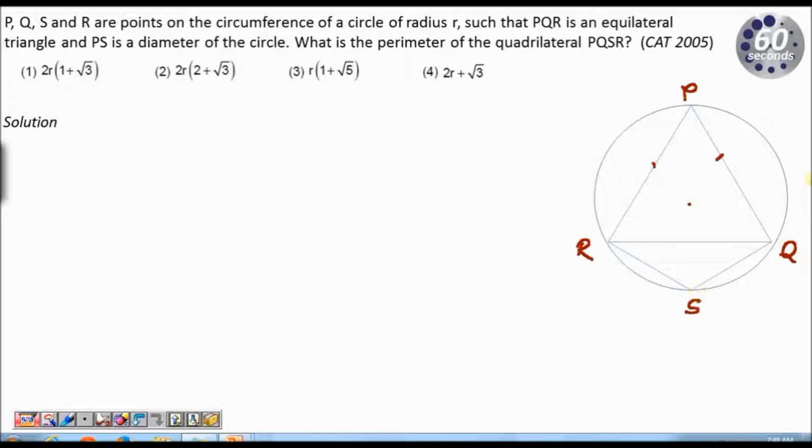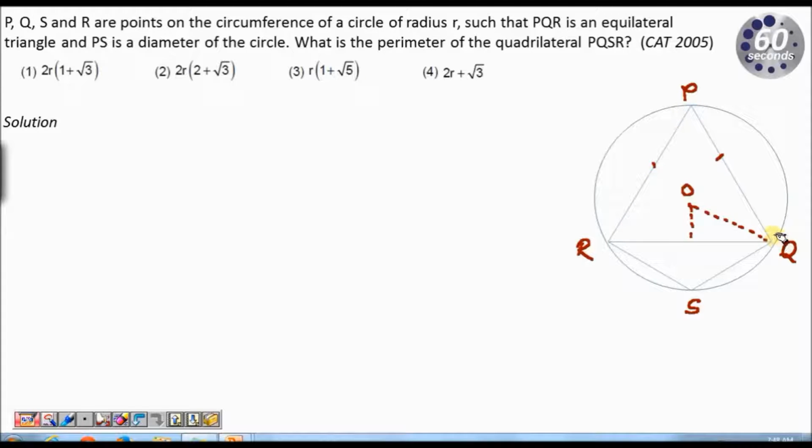Now, first let us find one of PR and PQ, and then we find one of RS or QS. So let's see how we can find, say, PQ. So this is center O. If I join this and if I draw a perpendicular, now O is the circumcenter of the triangle PRQ, and in an equilateral triangle circumcenter and incenter are the same. So the line joining OQ will also be the angle bisector. We can say this by symmetry itself.